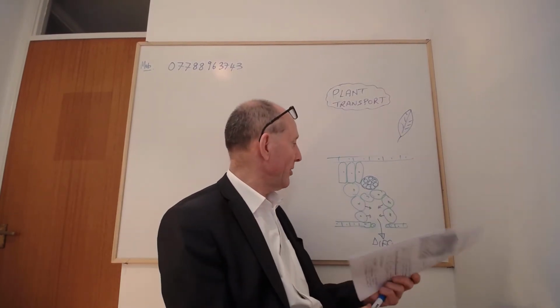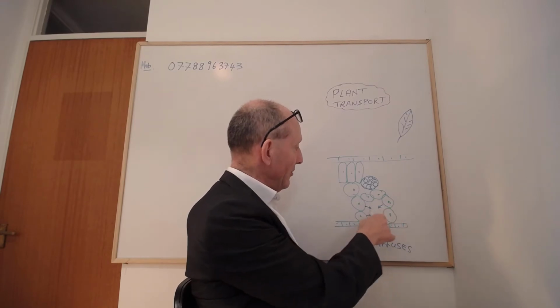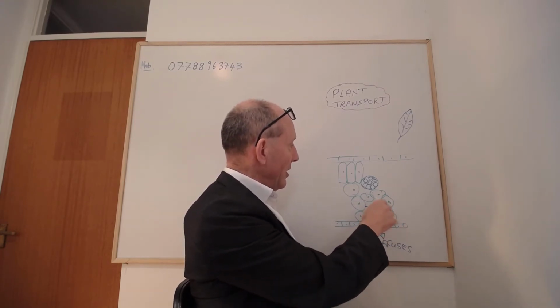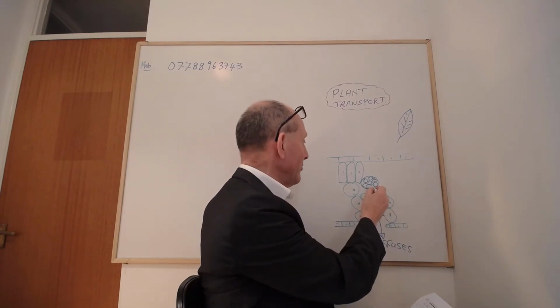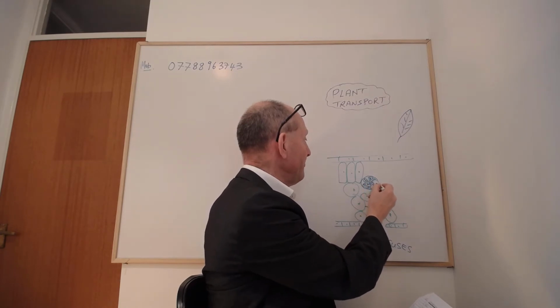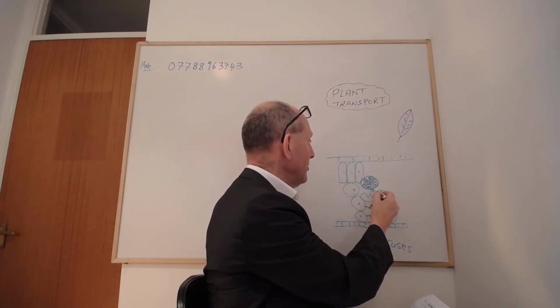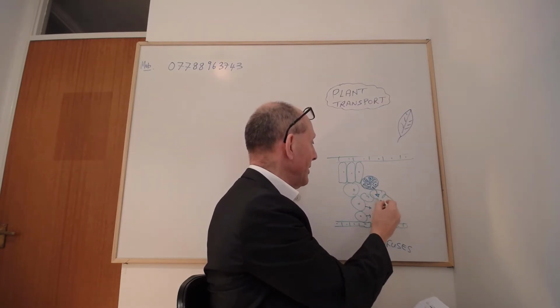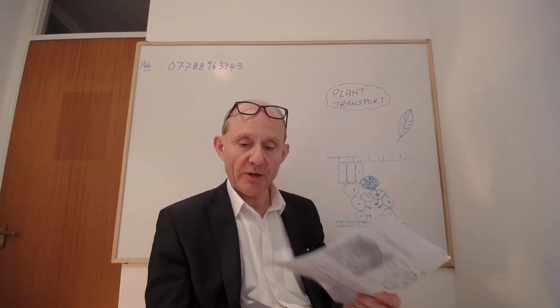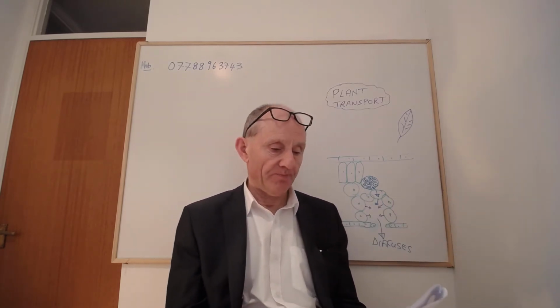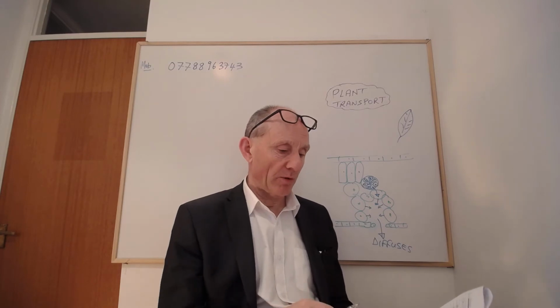Now, if water is evaporating out of these spongy mesophyll cells to the outside, that water has to be replaced from somewhere. And the answer is that the water is replaced from the xylem vessels, which are bringing water up to the leaf. So you'd say, water that evaporates from the spongy mesophyll cells is replaced by water from xylem vessels, which are present inside the leaf. And that's point number 4.